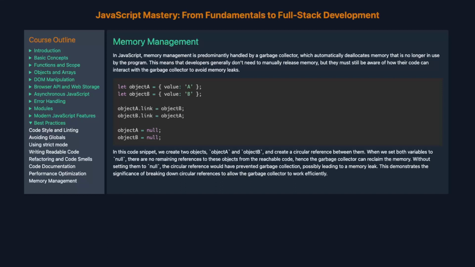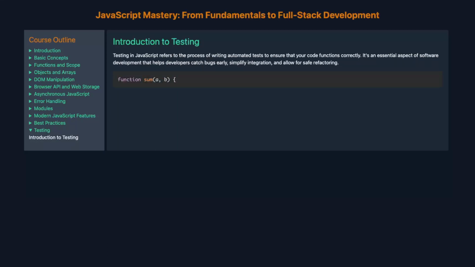In this code snippet, we create two objects, Object A and Object B, and create a circular reference between them. When we set both variables to null, there are no remaining references to these objects from the reachable code. Hence, the garbage collector can reclaim the memory. Without setting them to null, the circular reference would have prevented garbage collection, possibly leading to a memory leak. This demonstrates the significance of breaking down circular references to allow the garbage collector to work efficiently.